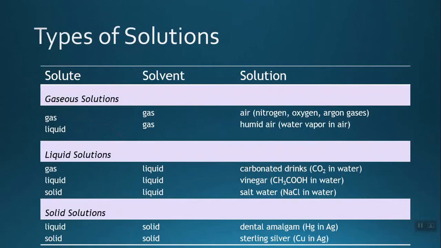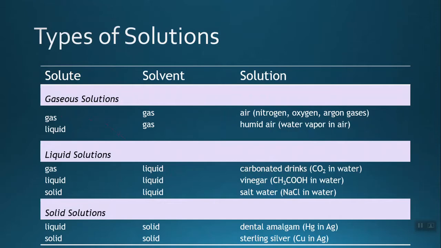So here you'll see the different types of solutions. There are different solutes and different solvents. There are gas solutions, liquid solutions, solid solutions. So for example, air, you know that it's not just pure oxygen, right? We have a mixture of gases in the air, and so we say that there's a gas solute dissolved in a gas solvent, and that's how we get our solution, air, okay?